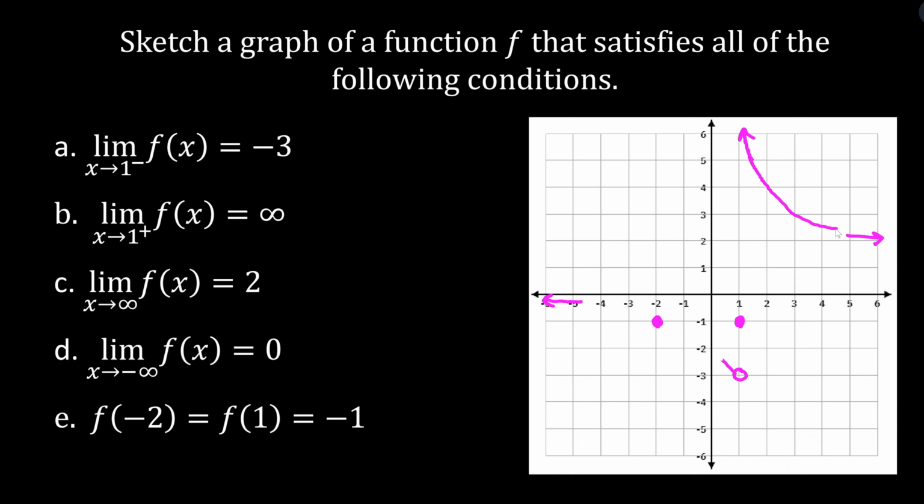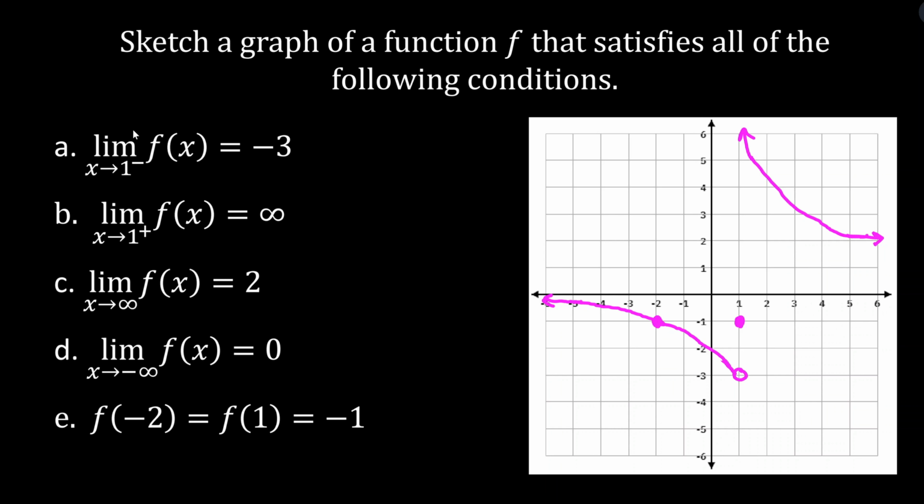Let me do this. Kind of terrible. Let me try it one more time. All right, a little bit better. There we go. So we have that vertical asymptote, that horizontal asymptote. We have this random point here, and I think I can just connect like this, and then I can connect like this, and I think that's going to satisfy all of the conditions.